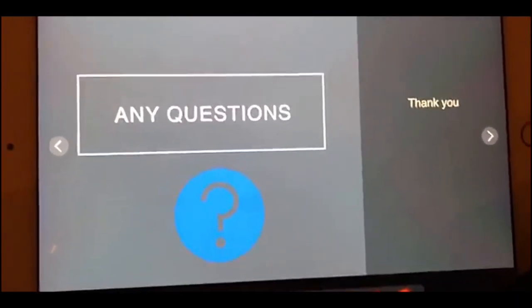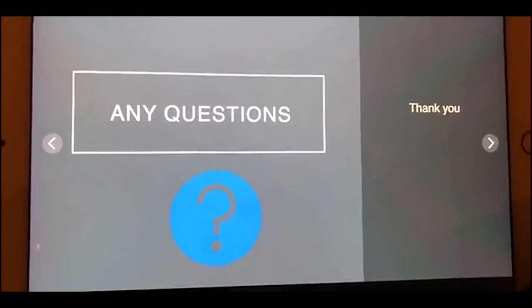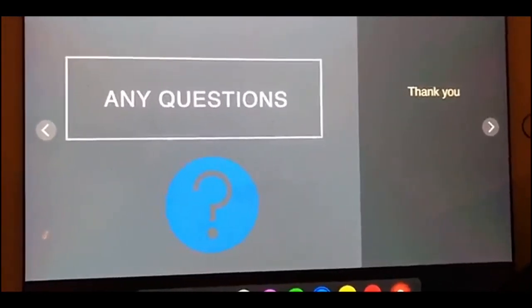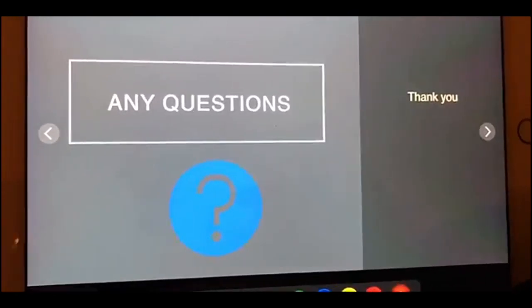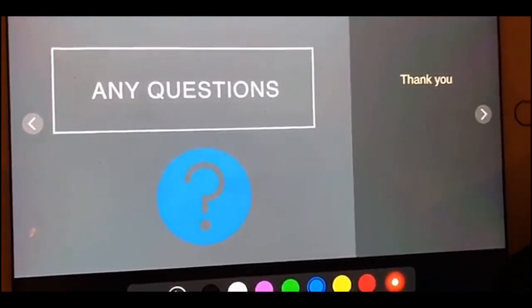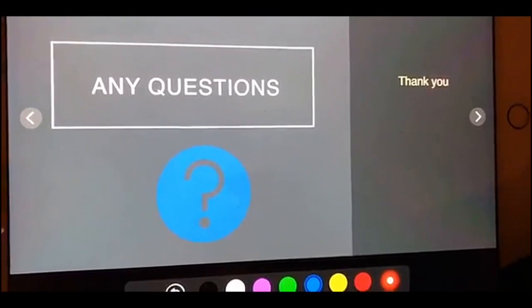Now we reach our last slide in the presentation, and we conclude how important the use of capnography is in intensive care units and emergency departments, and it's not restricted only to sedated patients.